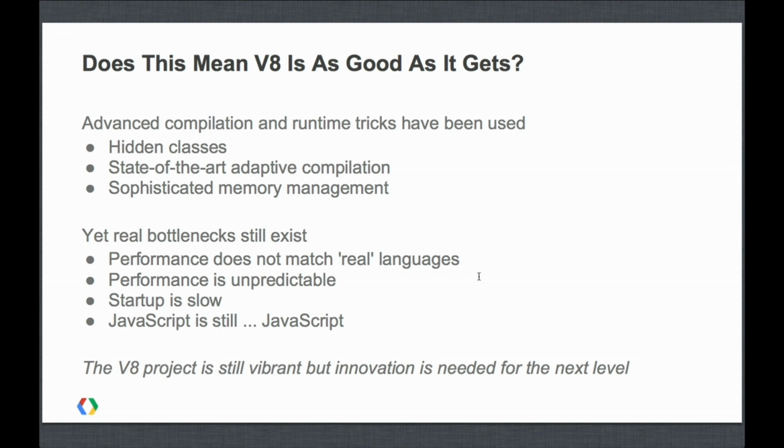Startup is still slow. And the reason for that is that you still have to read in the source code whenever you have to start up the program. And of course, JavaScript is still JavaScript. There's a lot of implicit conversions of values when you run JavaScript. It's just complicated. So having said that, the V8 project is still doing excellent. They're still improving performance quarter after quarter. But we think that if you really want to push the performance to the next level, something else is needed.